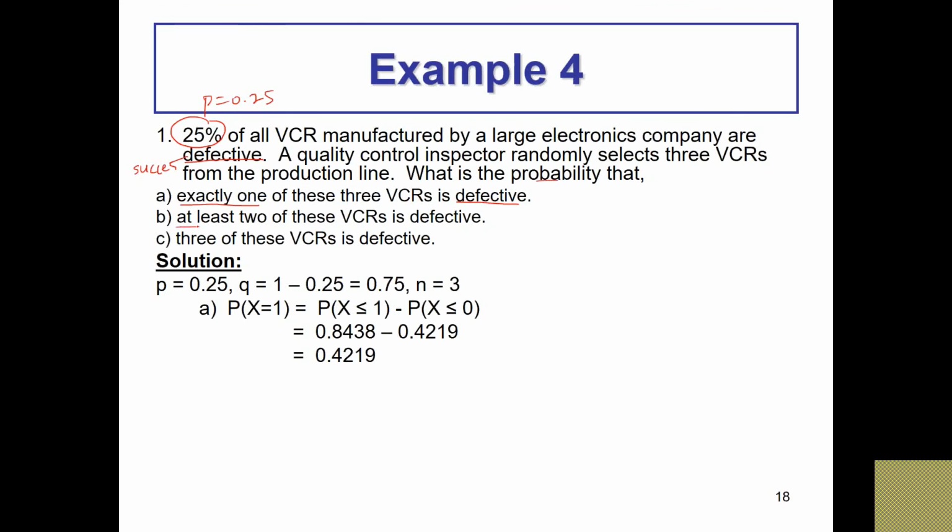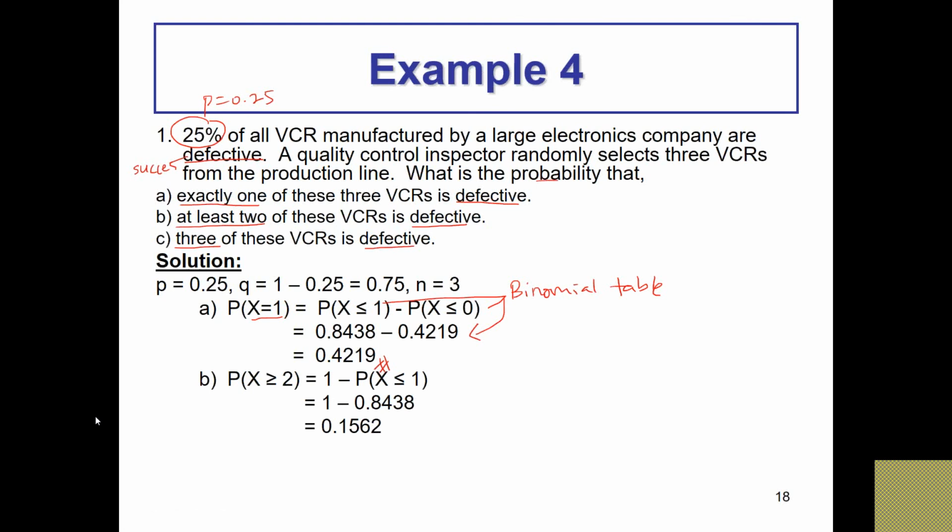Also, you need to find for at least 2 of the VCRs being defective, then 3 of the VCRs being defective. So first, you want to find the probability that exactly 1 VCR is defective. Check that in the binomial table. You should be able to read your binomial table here to get the value. First is your P, and finally that should be your final answer.